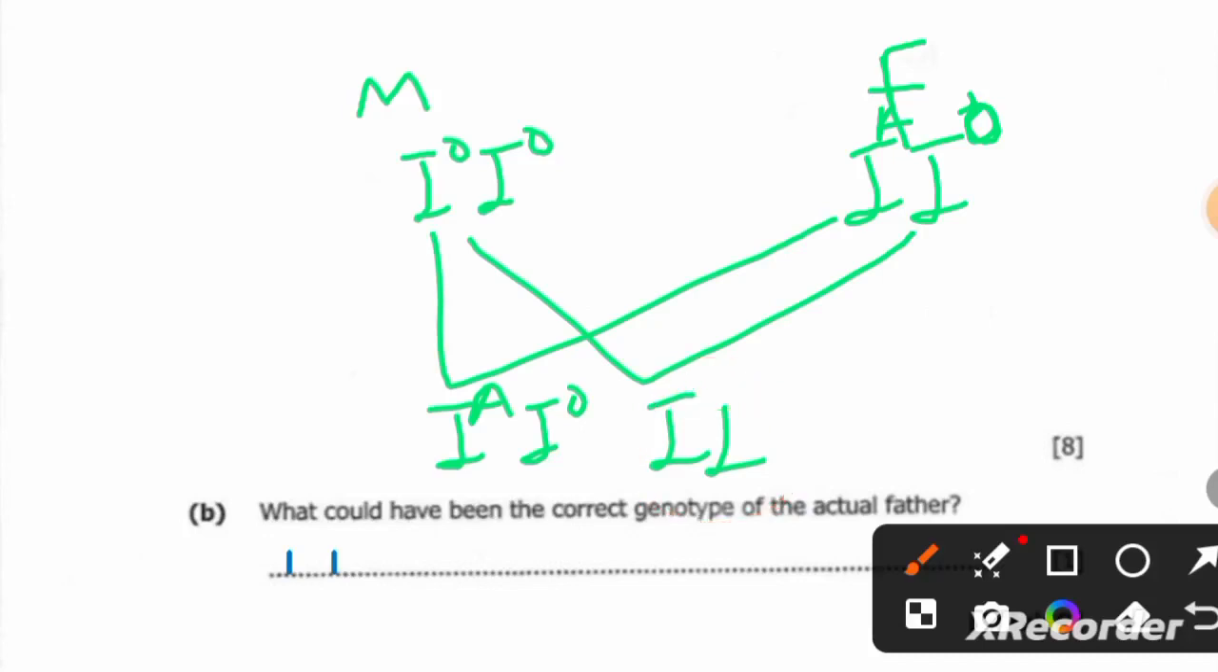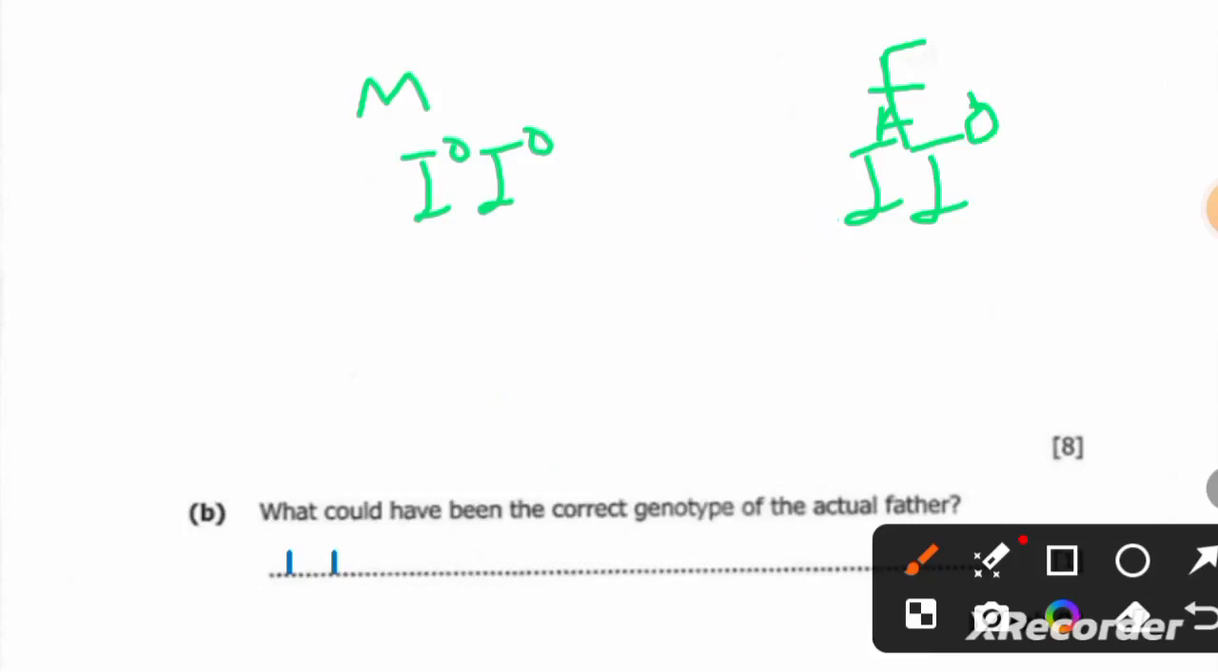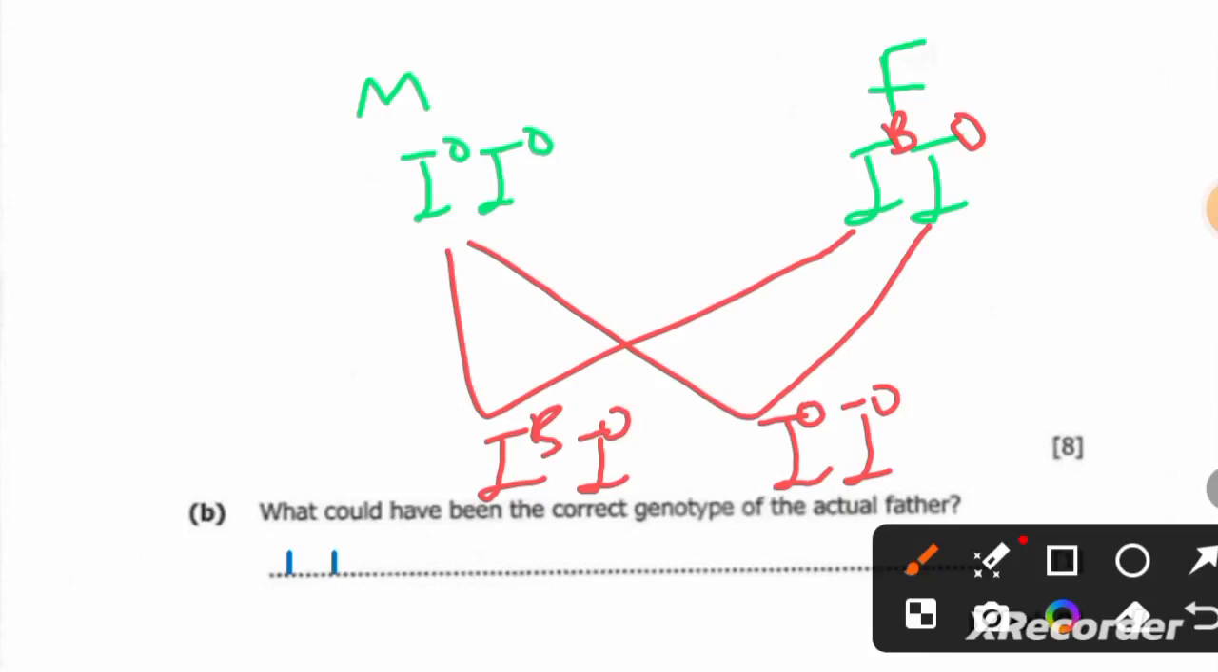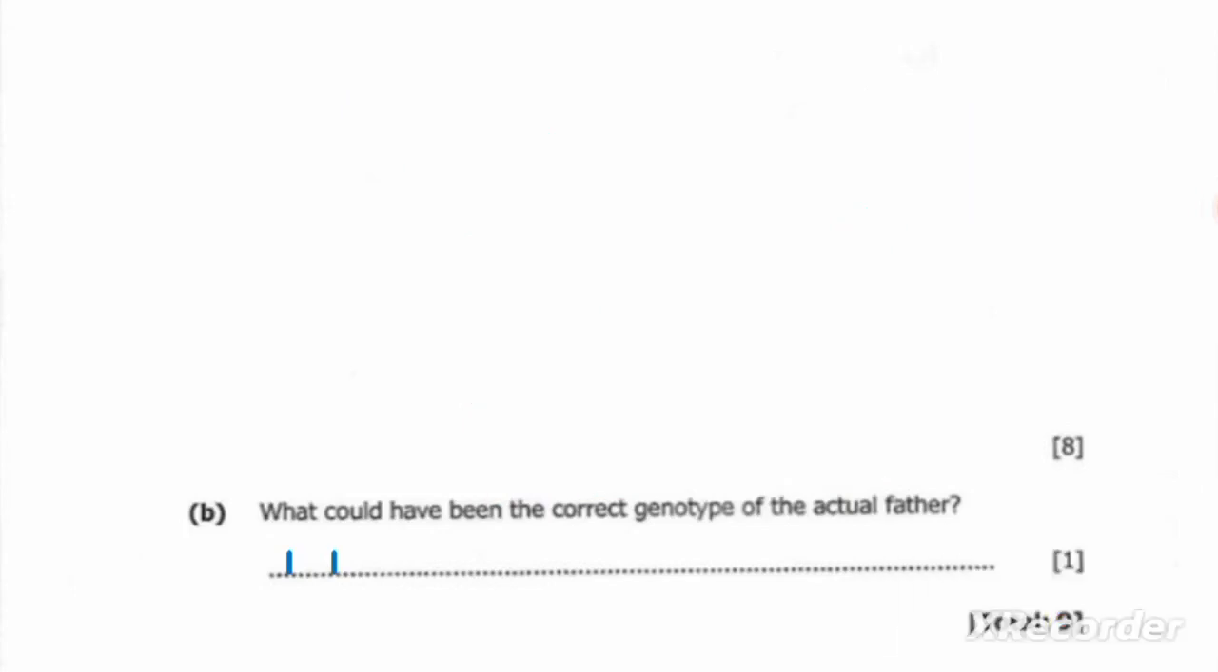We can also use B. We can still produce an offspring with blood group O. Here we are going to have an offspring with blood group B. We cross this one and this one, we are going to have an offspring with blood group O. So in order for this mother to produce an offspring with blood group O, she needs to have it with a father with blood group O, blood group AB, blood group A, blood group B, and blood group O.